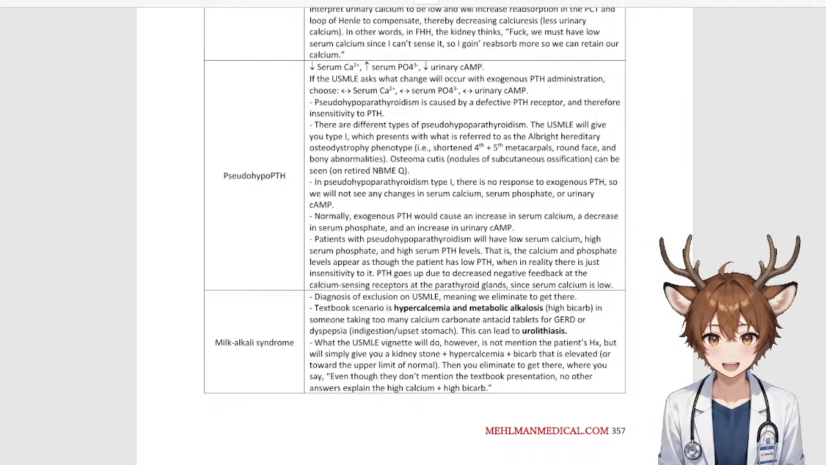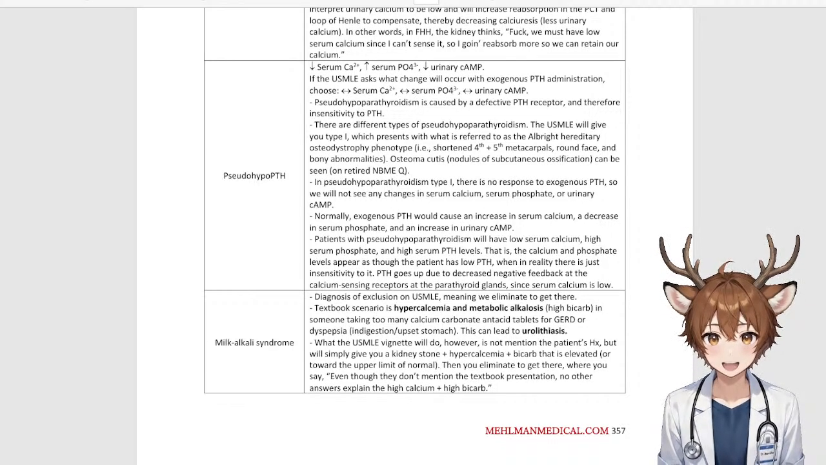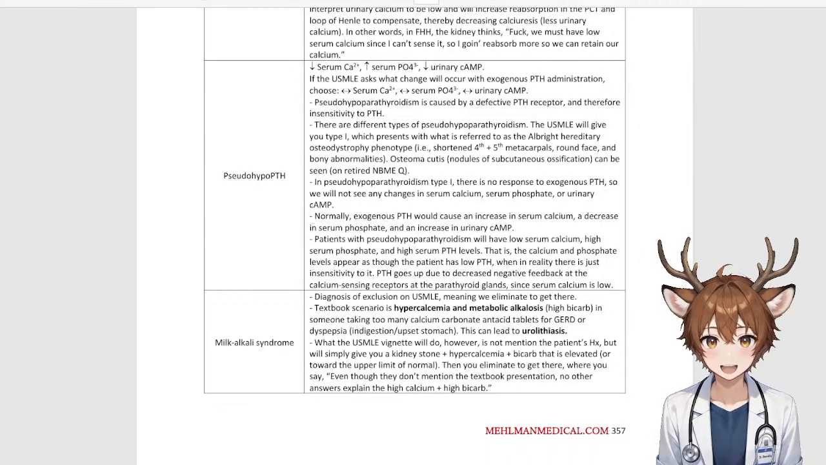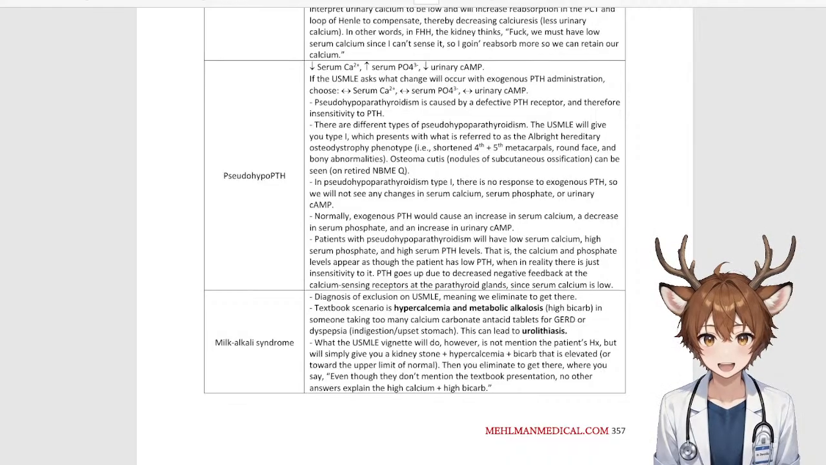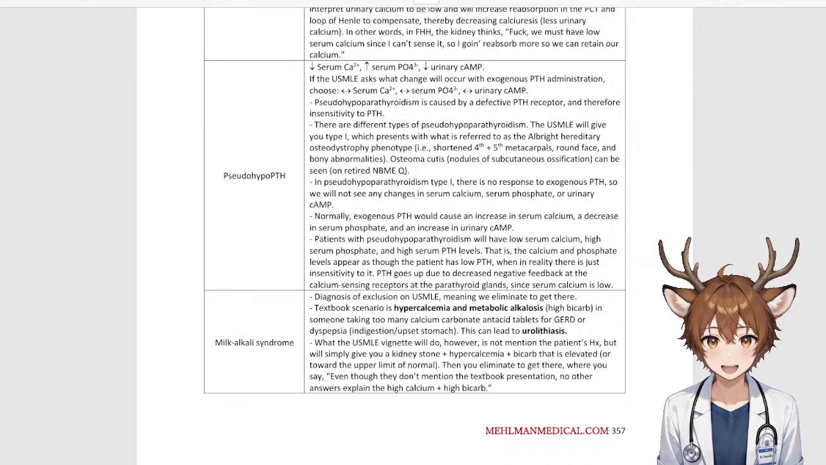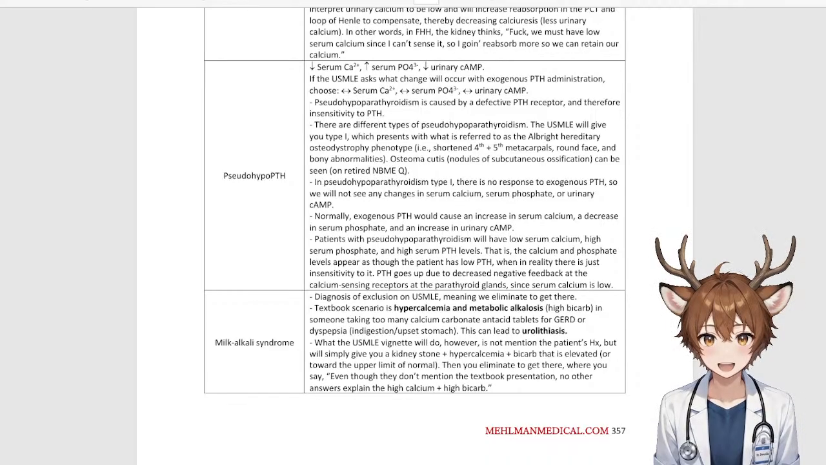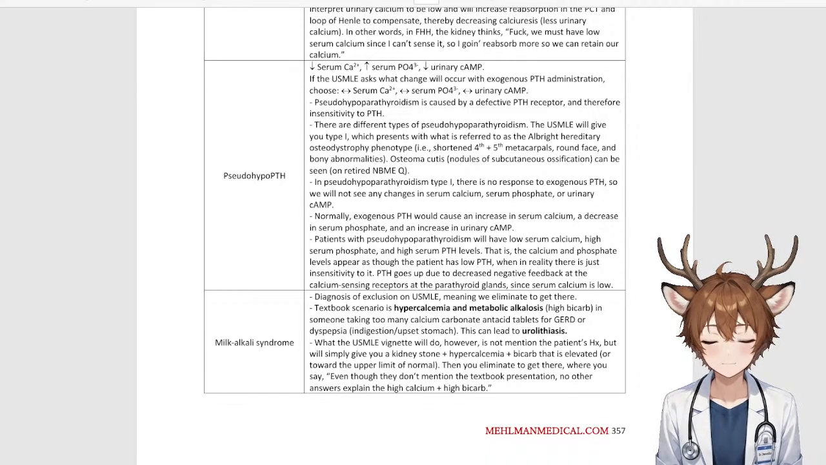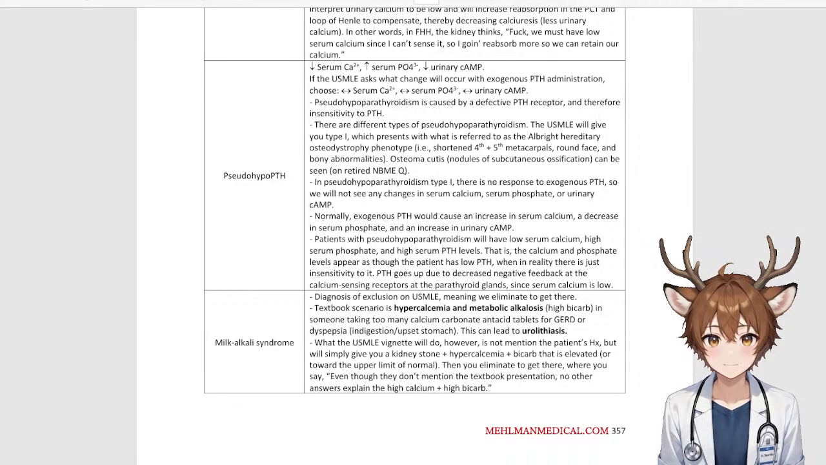So it's sort of similar to the difference between nephrogenic DI and central DI. When we talk about DI, there's a nephrogenic type of DI, and it's not an issue of not having ADH around. It's that the kidney doesn't react to the ADH. It's not sensitive to ADH. That's nephrogenic DI. So in this case of pseudohypoparathyroidism, we have PTH. It just doesn't react to it the way it should.